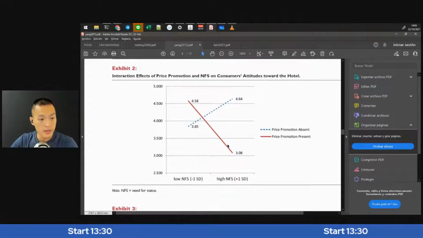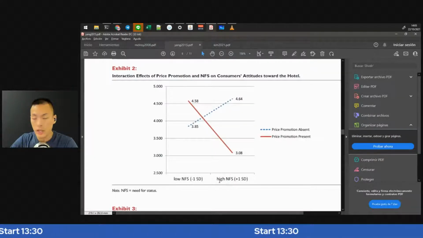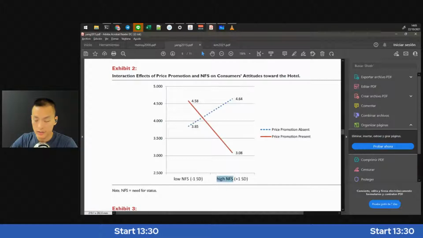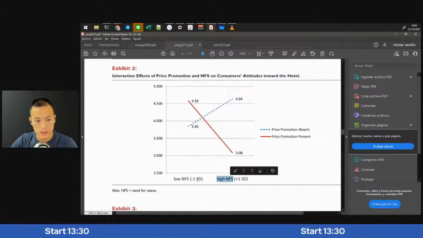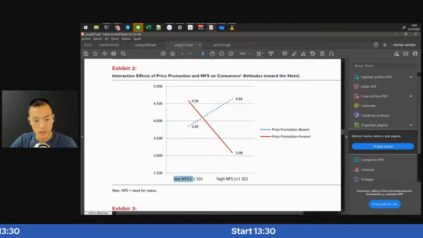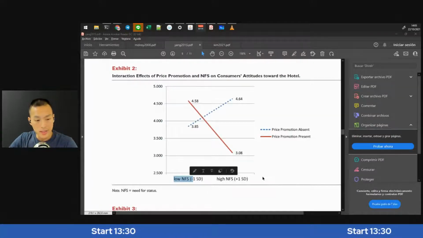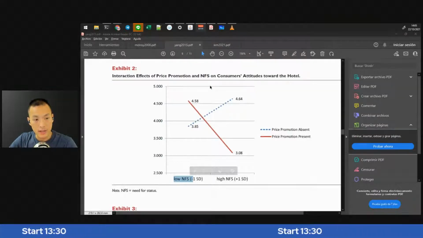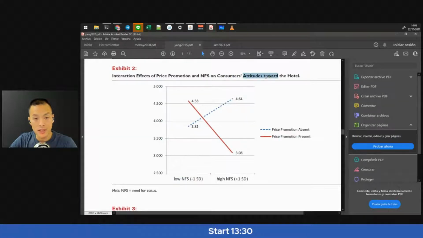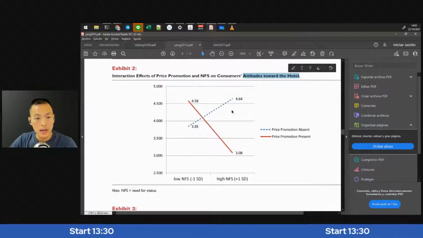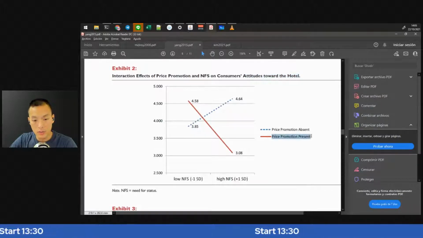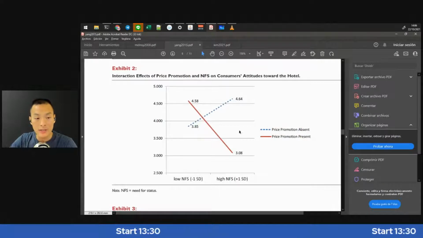Okay, so this figure is showing you 2 types of customers. You have the high NFS customers, and you have the low NFS customers. So that's the x-axis, and then the vertical axis is the consumer's attitudes toward the hotel. So how much they like you, basically. If you give out price promotion or not giving out price promotion, and then you see immediately.